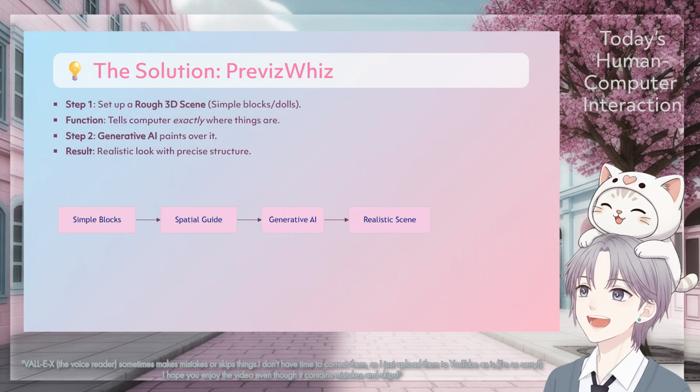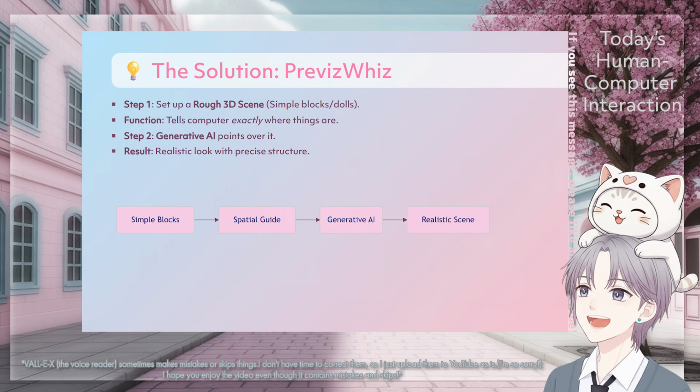It combines the best of both worlds. First, you set up a very simple, rough 3D scene. Think of it like placing simple blocks or dolls in a digital room. This tells the computer exactly where things are. Then, you use generative AI to paint over it and make it look realistic.